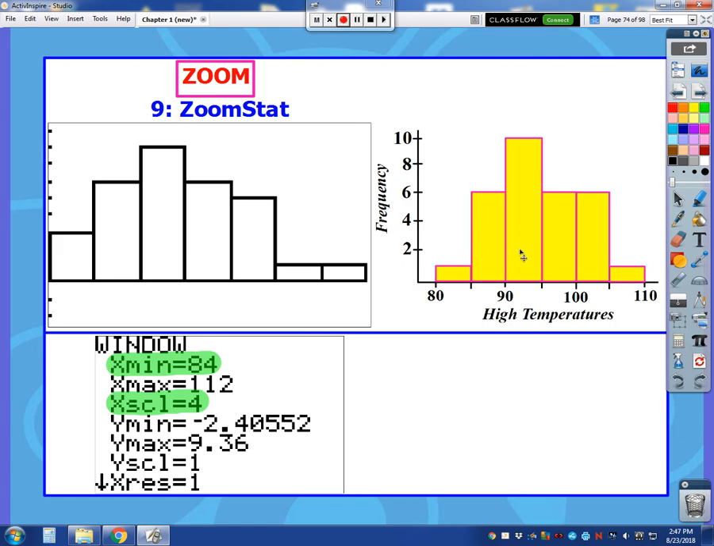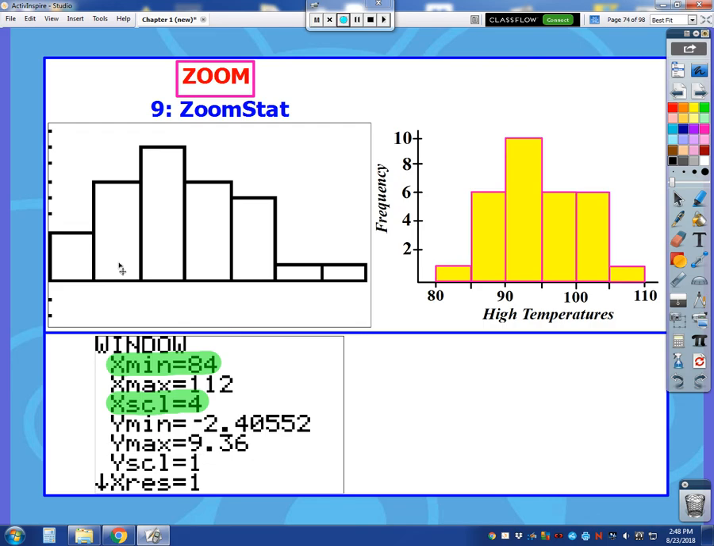So if you go up to the Window button, which is up top on your calculator, right by the Y equals button, the window will tell me how everything's scaled in this histogram. My calculator told me, and maybe yours would tell you this too, that the minimum value it used was 84, and it went all the way up to a maximum of 112, and it counted by 4s. So when you see Xscl, that's telling you the bin width. X scale is the bin width. Now the Y minimum, it says they went down to negative 2.4. That's just saying that they left some room down here, just for room's sake.